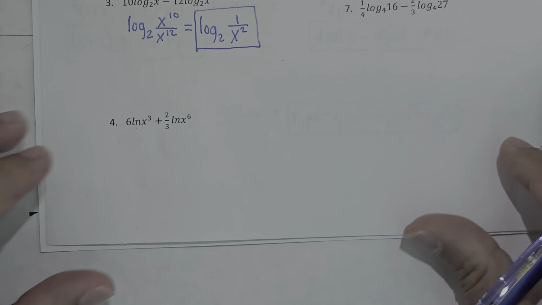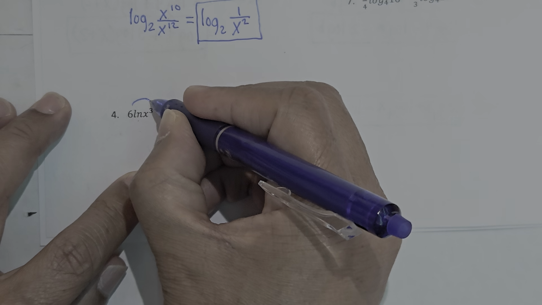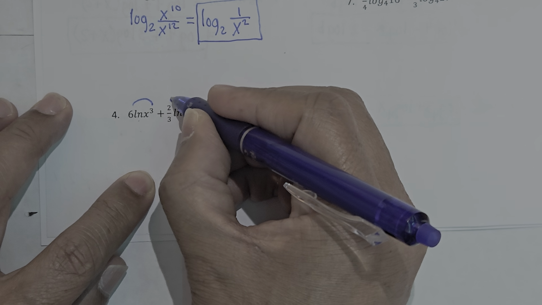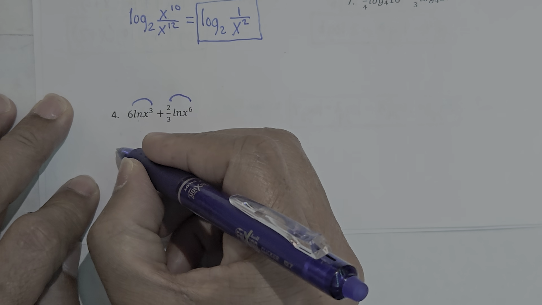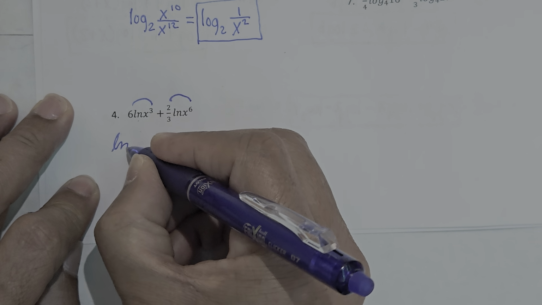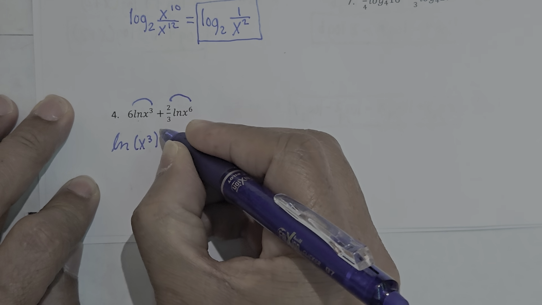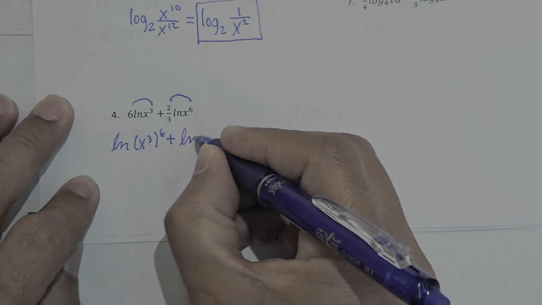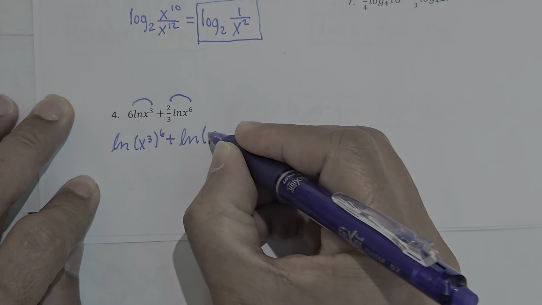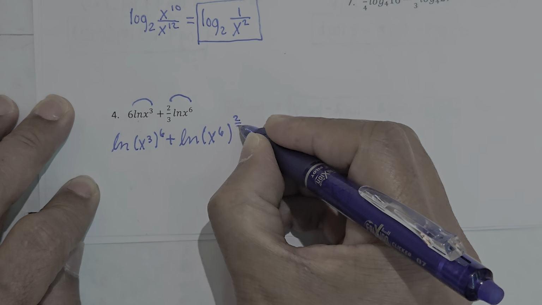So this is a continuation of the previous video. I'm going to apply this power to x to the third and also this 2/3 power to x to the sixth. So I'm going to keep this as two logs for now. So this is natural log of, in parentheses, x to the third, and then we're multiplying that by the sixth power, plus natural log of x to the sixth, and we're multiplying this by the 2/3 power.